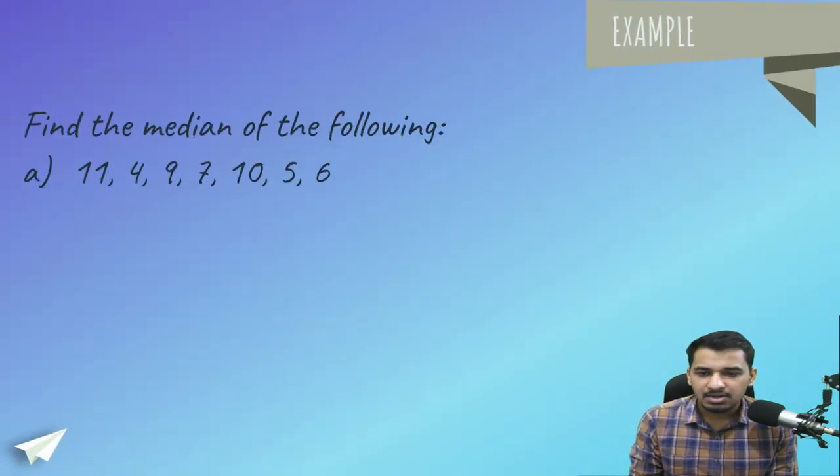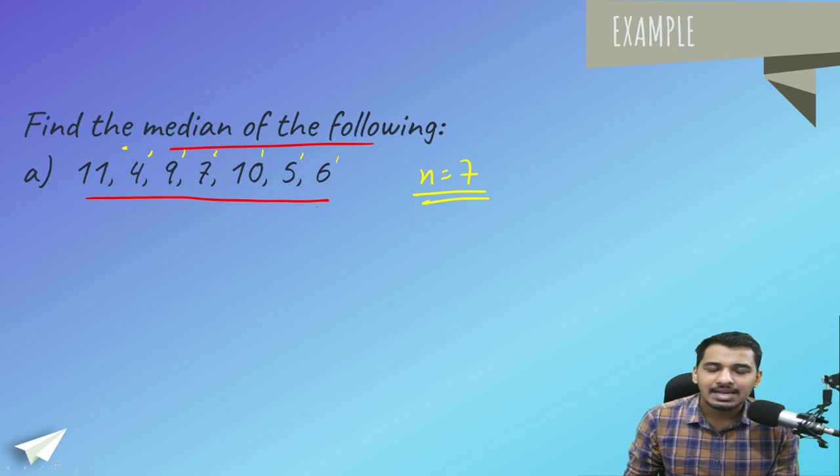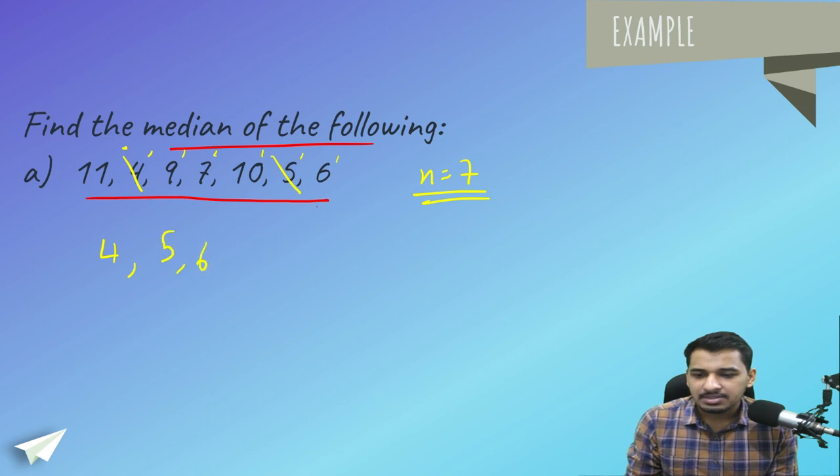We have to find the median of the following. This is the data which I have been given. So first, let us count the number of values. 1, 2, 3, 4, 5, 6, 7. N is equal to 7. There are a total of 7 values. Now let us arrange them in ascending fashion. So the first value will be 4, then 5, then 6, then 7, then 9, 10 and 11.